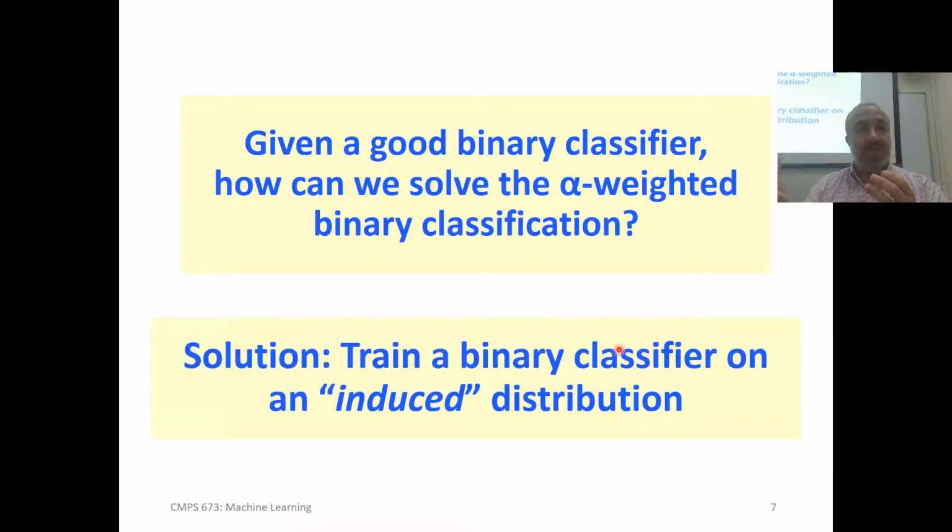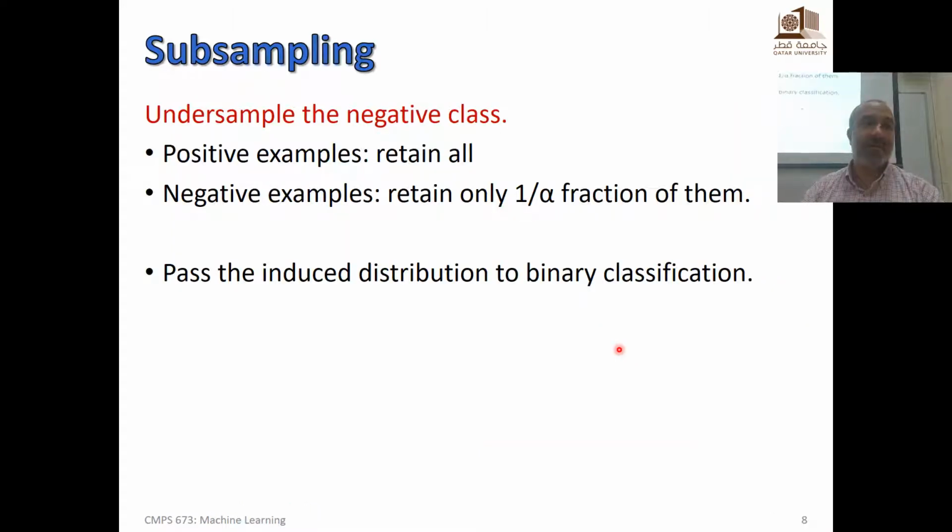Take 10 from the 90 and ignore the others, and keep the 10 from the positive side, right? Okay, if we do that, then yes, we will have 10 versus 10, which is completely balanced, right? This is called subsampling. This is exactly the idea here.